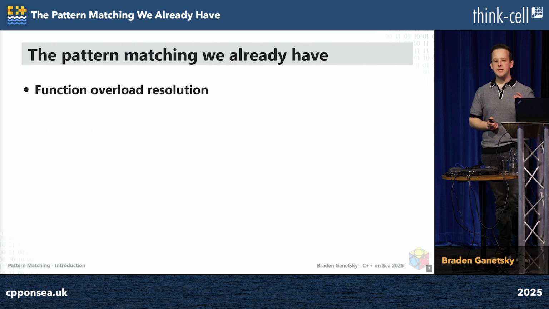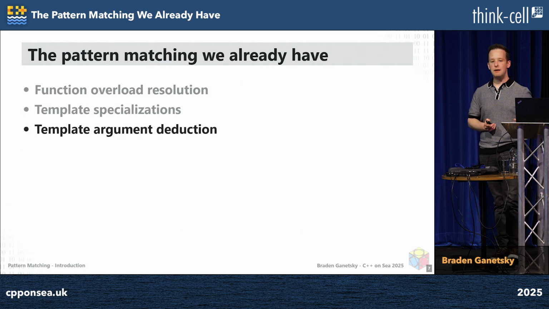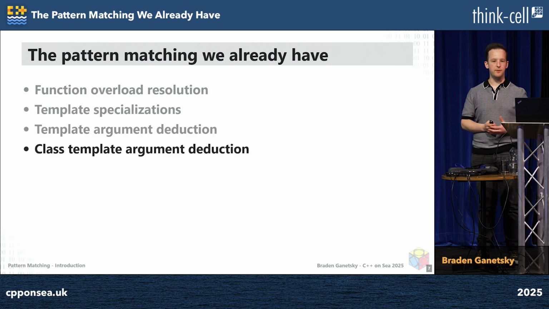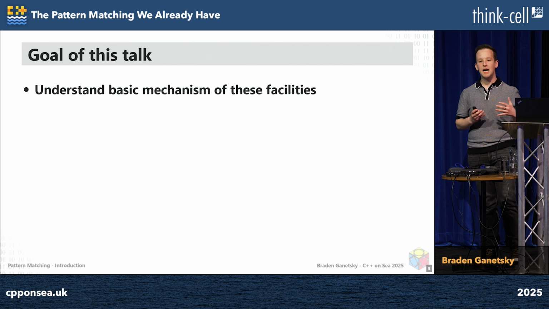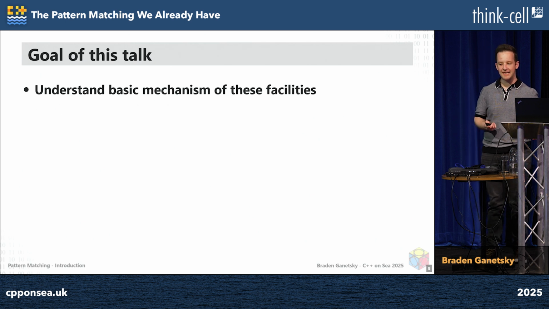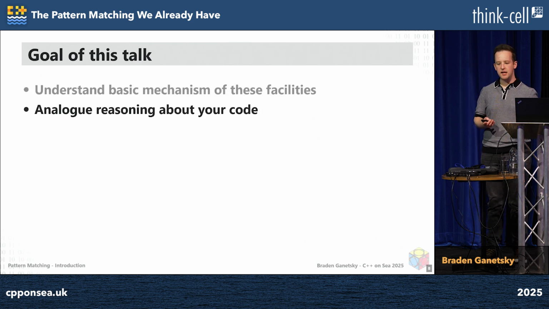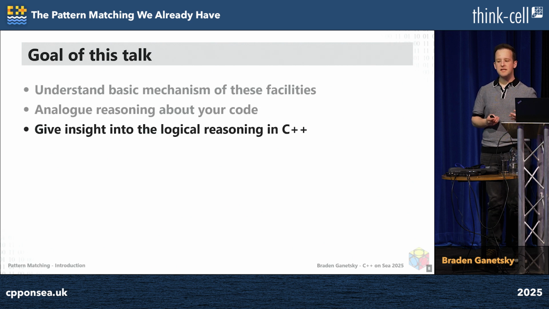So, okay, today I'm going to be talking about function overload resolution, template specializations, template argument deduction, and class template argument deduction. These are the forms of pattern matching that we already have in the language, and I just want to take some time and appreciate their mechanisms. So the goal of this talk is basically to understand the mechanism of these facilities, to do some analog reasoning about your code. I think that kind of thing is very important. And to give some insight into the logical reasoning of how C++ basically works.